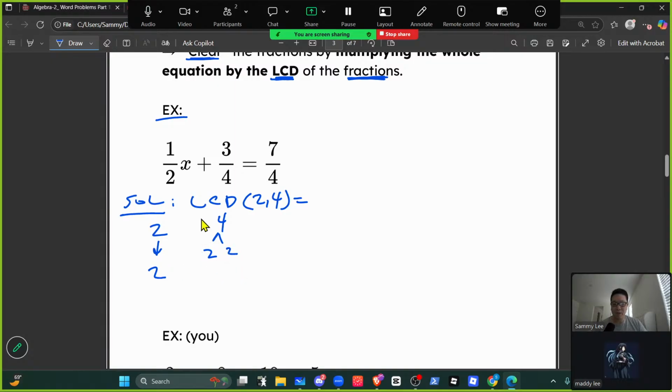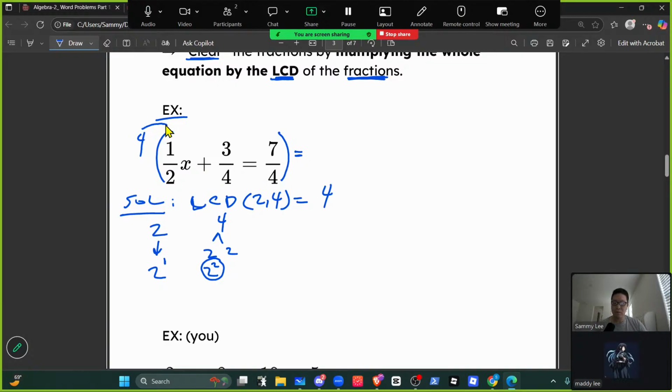And what did I say when you were finding the LCD and they share a common factor? You take the biggest exponent. Yeah, so this is 2 to the first power, and this is 2 to the second power. So you're going to take that one. 2 to the second power is 4, so it's just going to be 4. And what you're going to do is multiply this whole equation by 4. Okay? And it should get rid of the fractions for us.